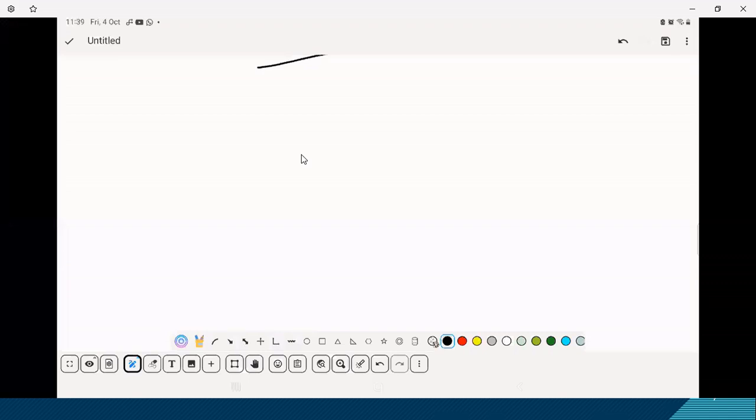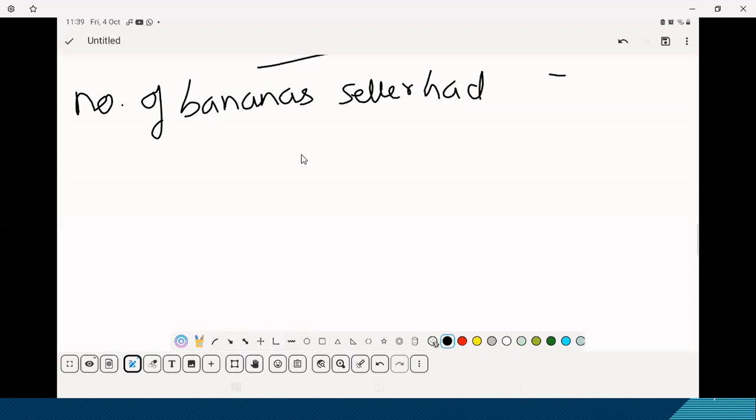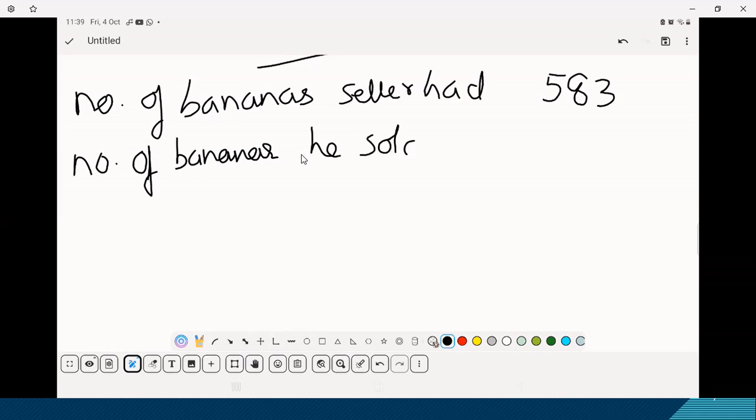So the number of bananas the seller has, that is 583 bananas, and then the number of bananas he sold. He sold 200 bananas. Now how many bananas are left?